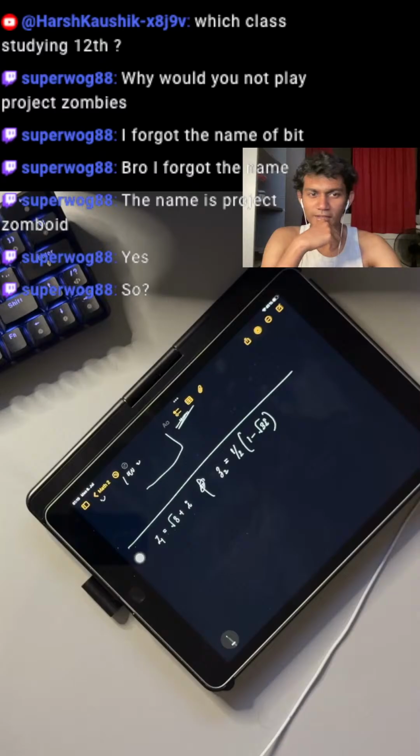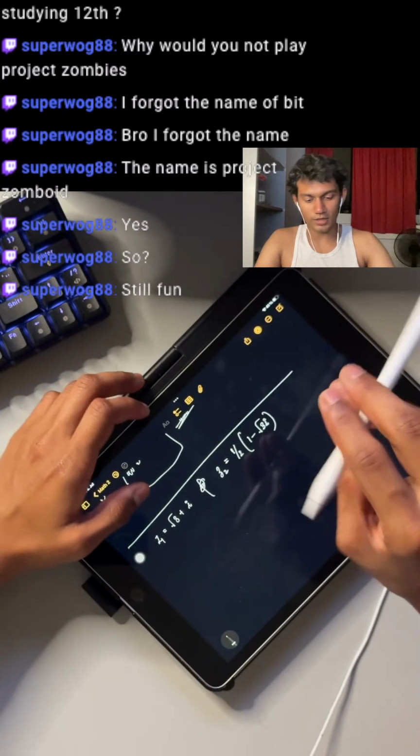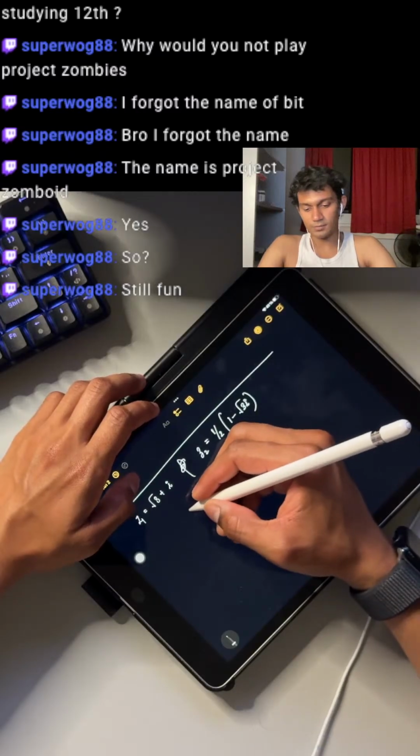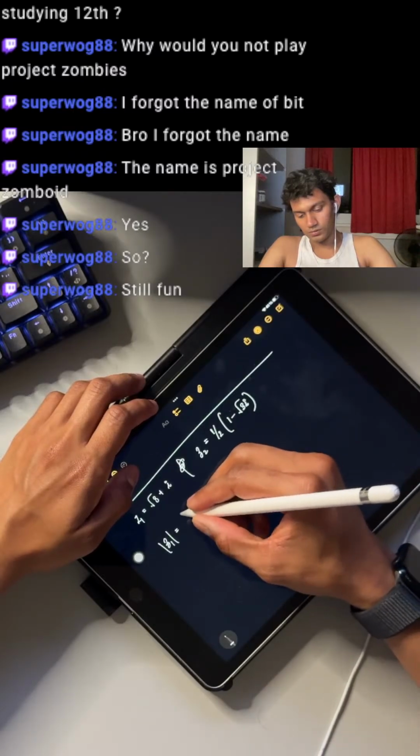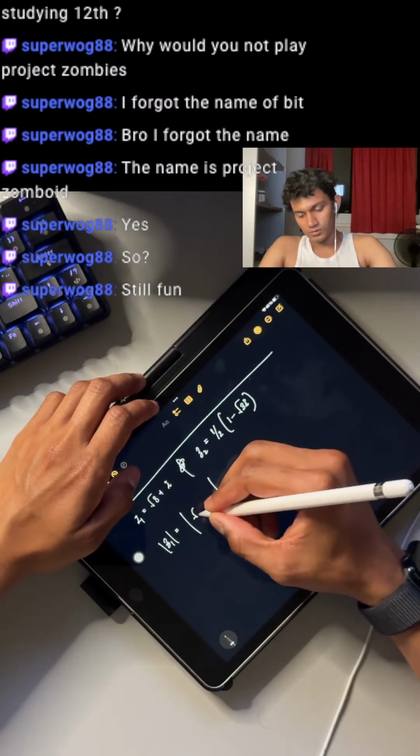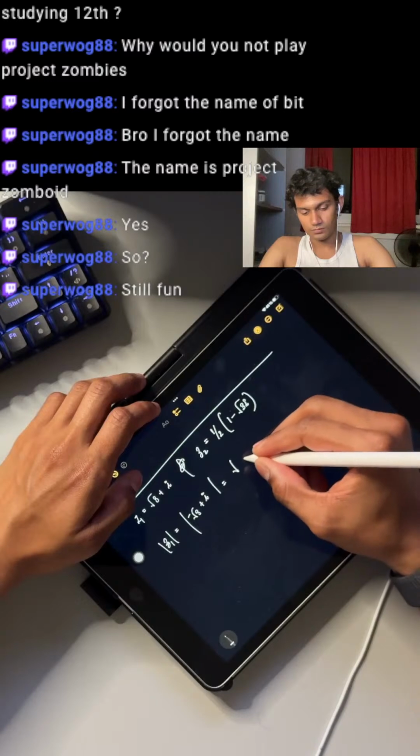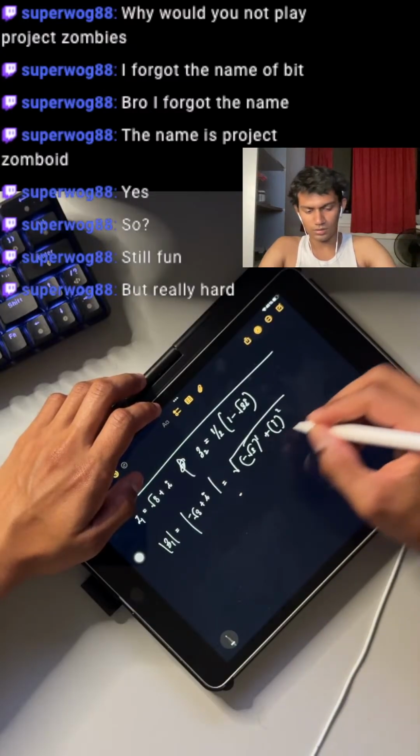I don't know. I kind of want to try it though. How much do I gotta pay? Oh, 13. That's pretty expensive though. Still fun. Oh, okay. But not right now because I don't have money to buy the game. But hey, looks pretty fun though. It has that pixelated art style. But really hard. Oh, why is it hard?